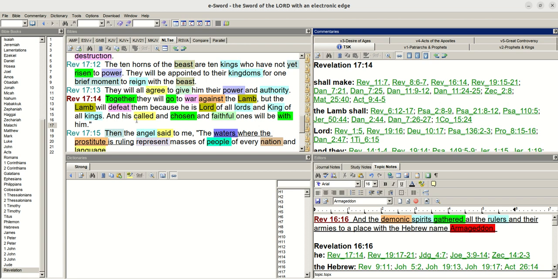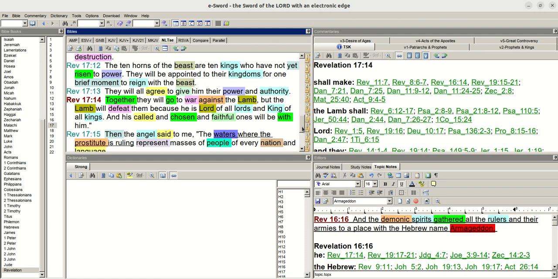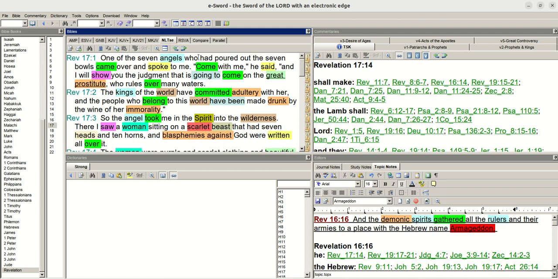Well, okay. We don't read just one verse, we read the entire chapter, but we can get a pretty good flavor for what's in the chapter when we go to the introduction. And the introduction in Revelation 17:1 says, one of the seven angels who had poured out the seven bowls came over and spoke to me. Come with me, he said, and I will show you the judgment that is going to come on the great prostitute who rules over many waters. Okay, so this basically gives us a good introduction.